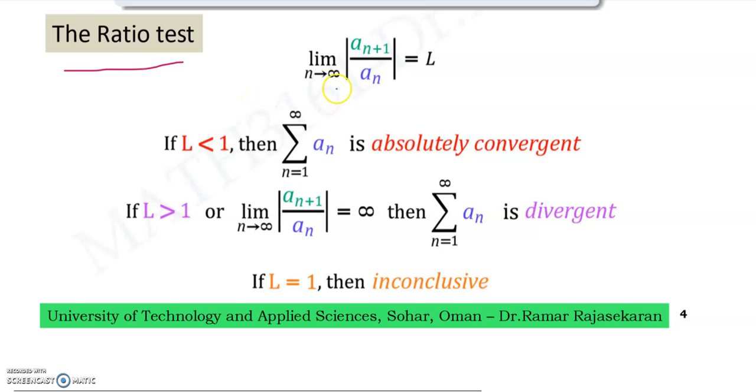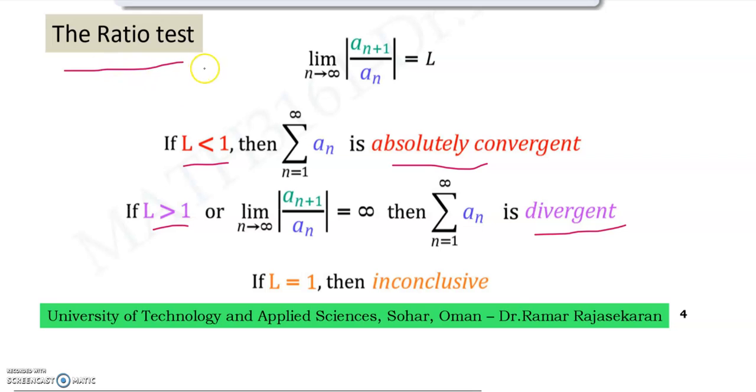First we have to find the limit as n tends to infinity of the modulus of a_(n+1) by a_n. We assume that this value is L. Then if L is less than 1, the given series is surely absolutely convergent. If L is greater than 1, the given series is definitely not convergent, which means divergent. If L is equal to 1, then it is inconclusive.